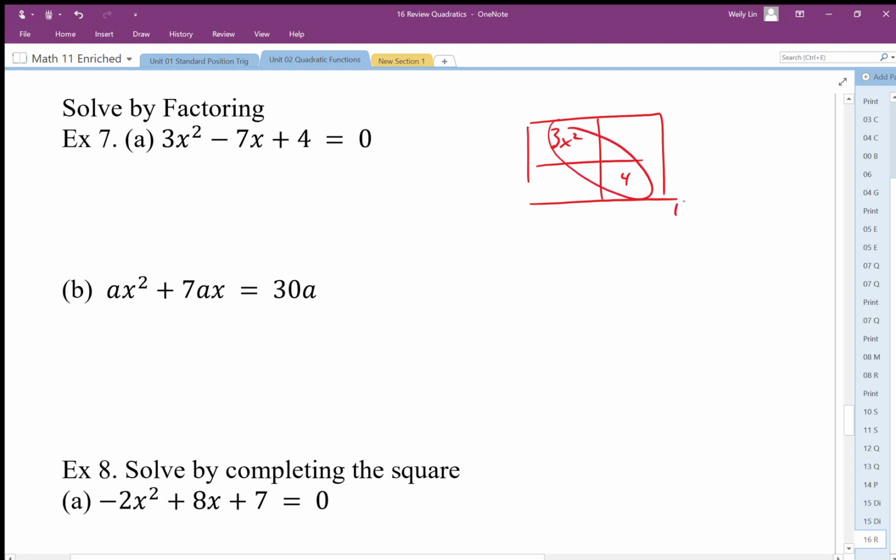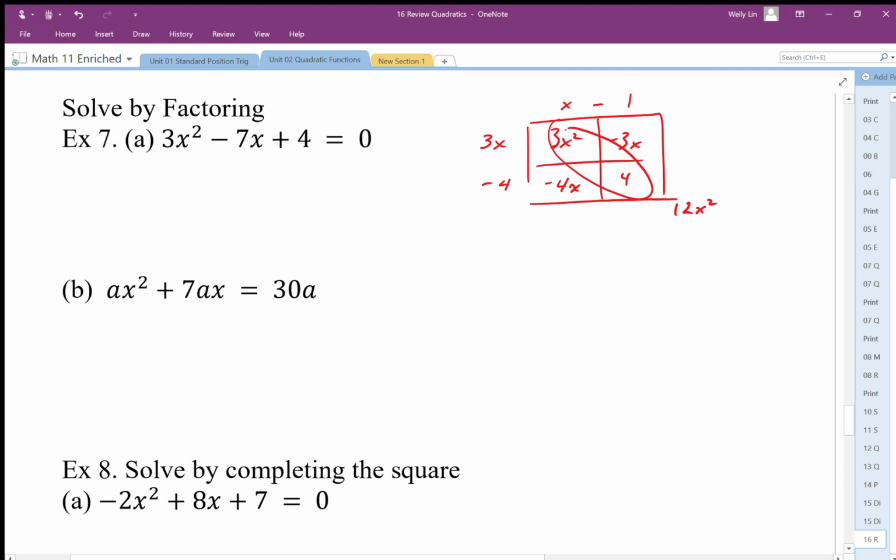I know that diagonal product is 12x squared. So I'm looking for two numbers that add to negative 7x, okay, so that gives us our split, and multiply to 12x squared. So that's going to be negative 4, negative 3x. Okay, so then we end up with our factors, or the side lengths are going to be 3x, negative 4. That's going to be x minus 1.